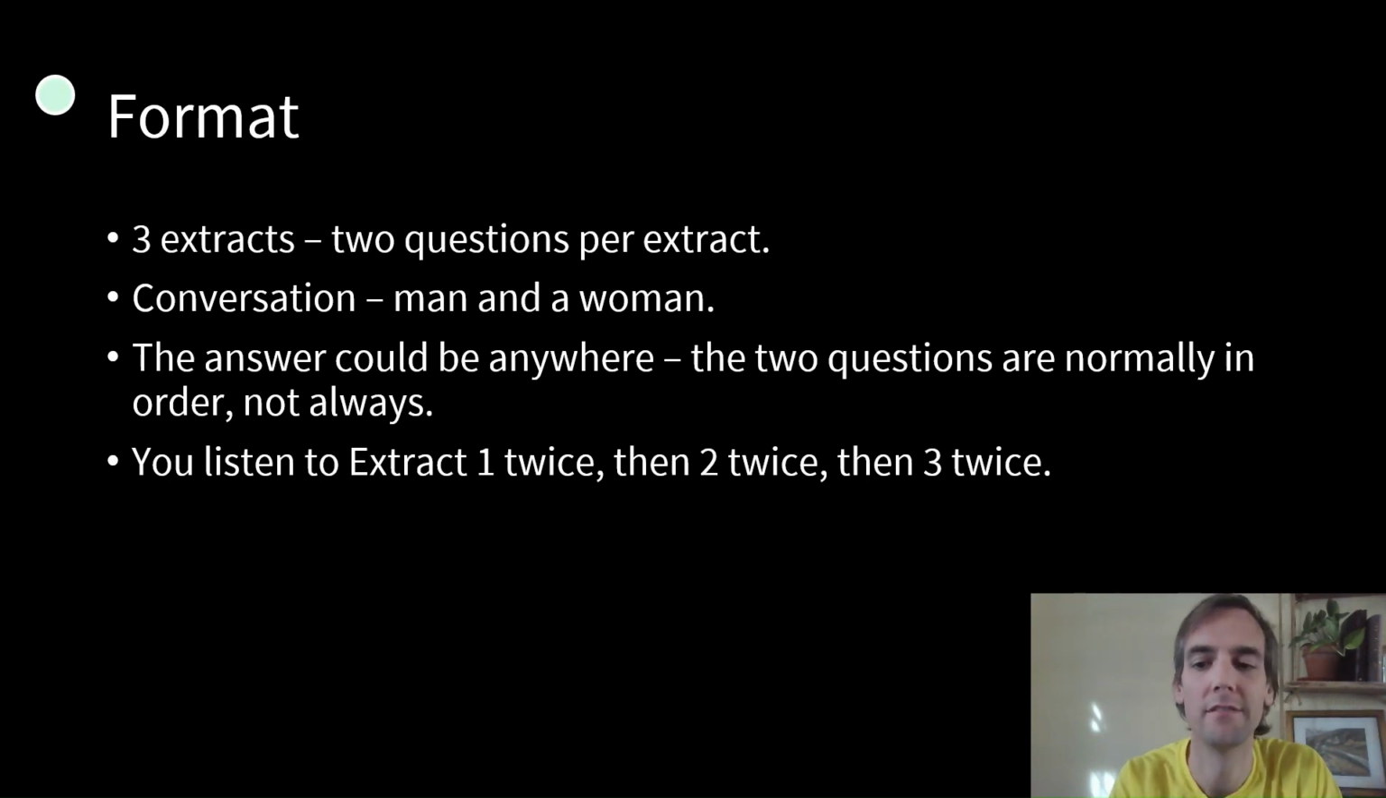Right, so part 1. What is part 1? Well, it looks like this. You have 3 extracts, meaning 3 audios that you listen to, and 2 questions for each one. So 6 questions, 6 marks. It's always a conversation between a man and a woman, so you can tell their voices apart and say who is speaking and who says what.